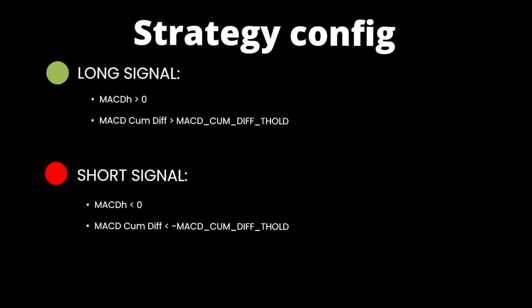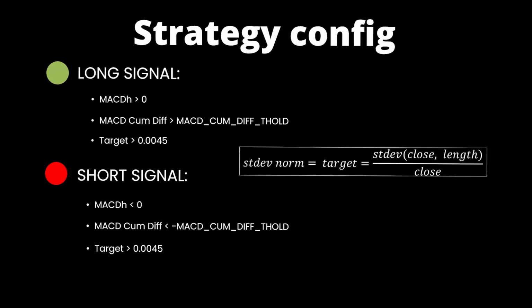So at this point we have defined two rules: a MACD histogram sign greater or lower than zero, and a MACD cumulative difference filter. One final rule that I'd like to include is a standard deviation threshold, because we are going to use dynamic take profit or stop loss positions according to the price volatility. If this volatility is too low, we are at risk of trading in fee zones. The formula is here. This variable will be referred to as target and it's another normalized value. So let's build the strategy.